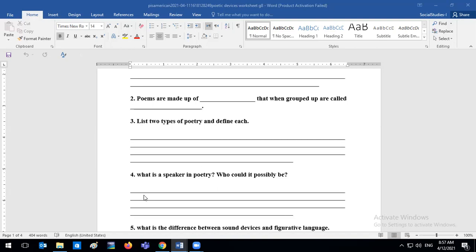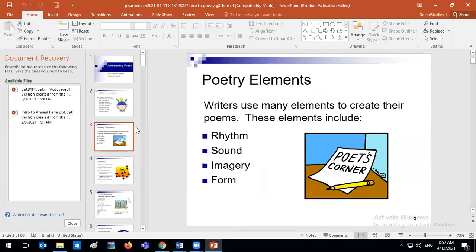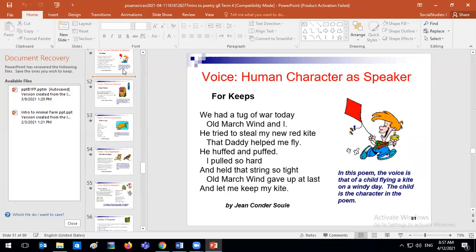Who can the speaker be? A speaker could be a character in the poem. It could be the poet itself. It could be a child. It could be an adult. It could be an object. If we look at the PowerPoint presentation that I also posted for you, there's a section at the end of the PowerPoint that discusses who could possibly be a speaker.